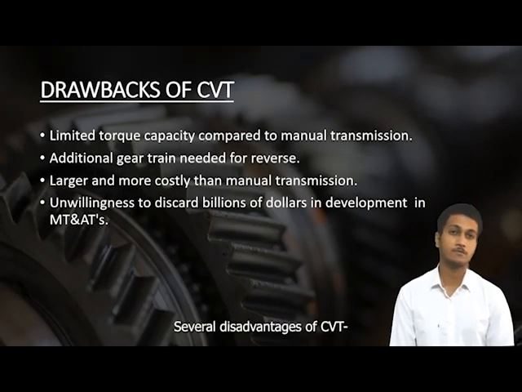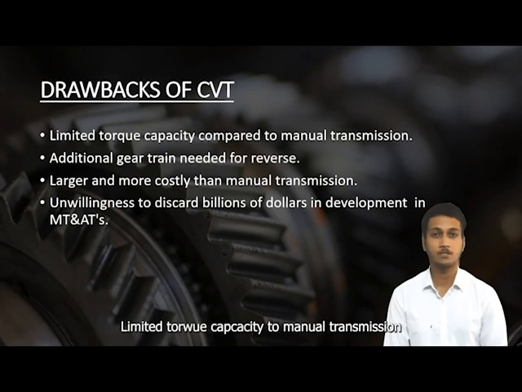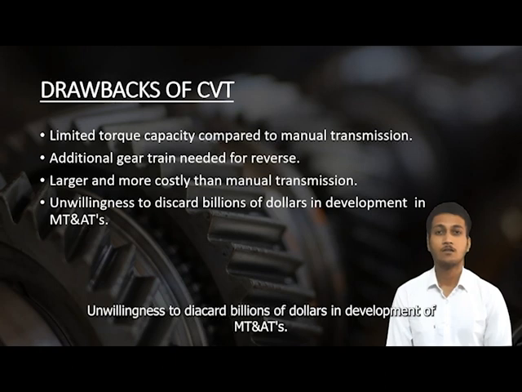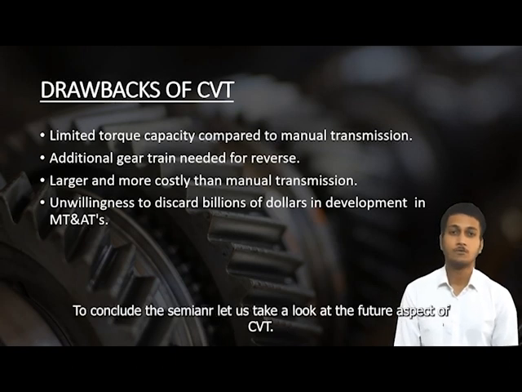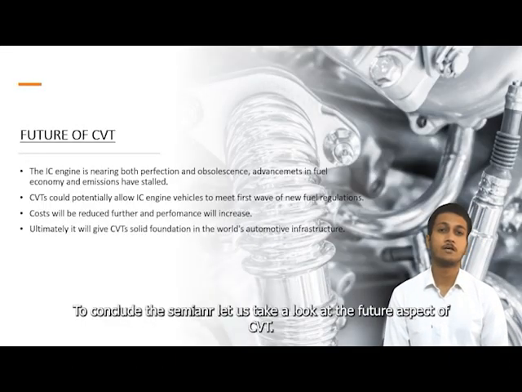Several disadvantages of CVT are limited torque capacity compared to manual transmission, an additional gear train needed for the reverse gear combination, and being larger and more costly than manual transmission. There is also the unwillingness to discard billions of dollars in development in MTs and ATs. Now, to conclude the seminar, let us take a look at the future aspect of the CVTs.